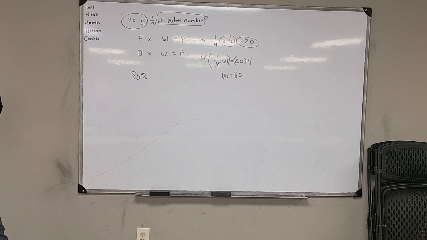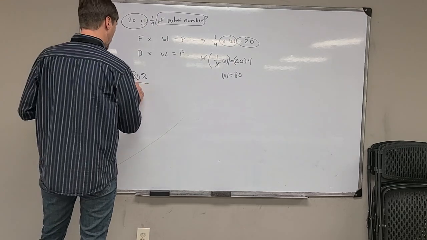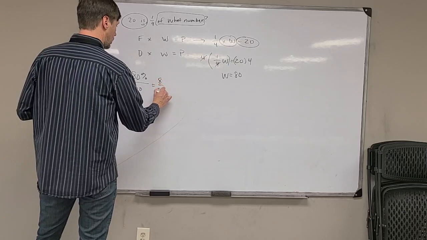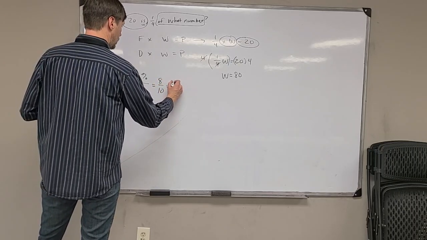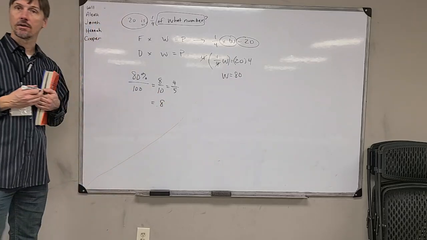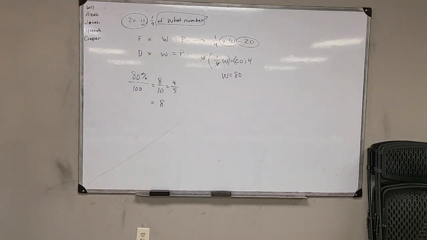Put it over 100. Yeah, we divide this by 100, right? And so that's going to equal 80/100, which reduces down to 4/5, or we could say it equals 0.8, right? If we punch that in our calculator. So 80%, 0.8, and 4/5 are all the same thing.